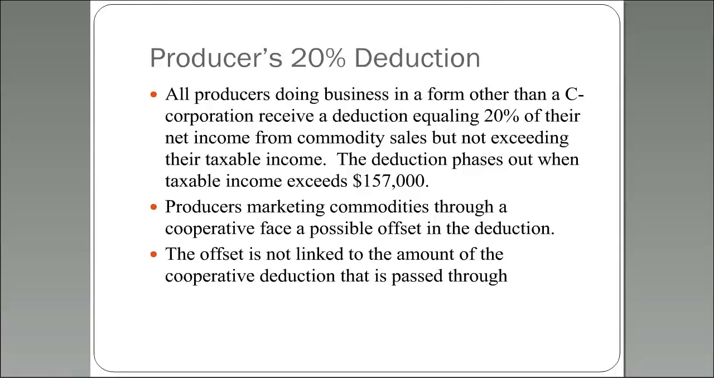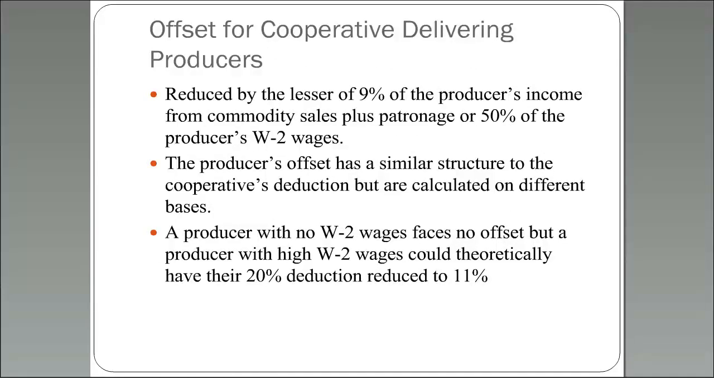And then if they market through a cooperative, they get this possible offset, and again, this offset is not linked to any deduction that they actually pass through. So I don't know what the rationale was. It certainly would have been a lot simpler if they had just made this offset equal to what they passed through. And so therefore that would prevent anybody from double dipping. Possibly what they were trying to do is make sure that the co-ops did actually pass some of this through. But anyway, we get this structure that every producer gets a 20% reduction, but if you market through a cooperative, that could be offset.